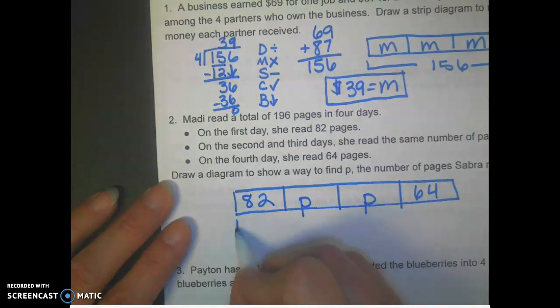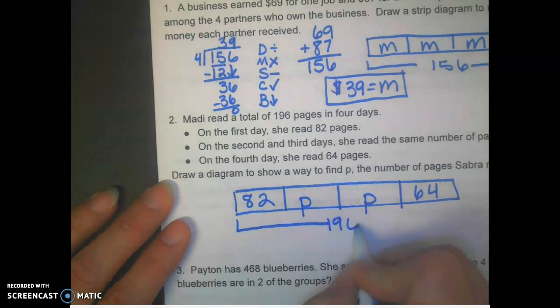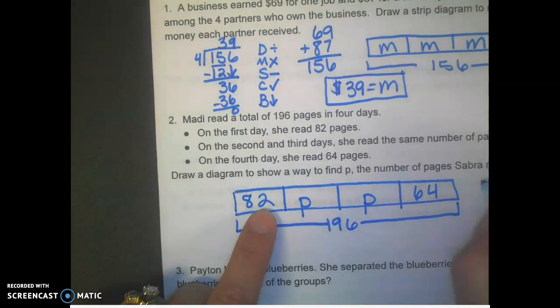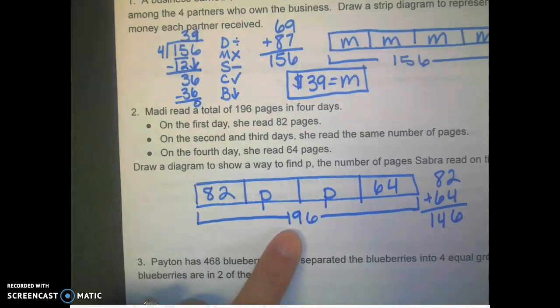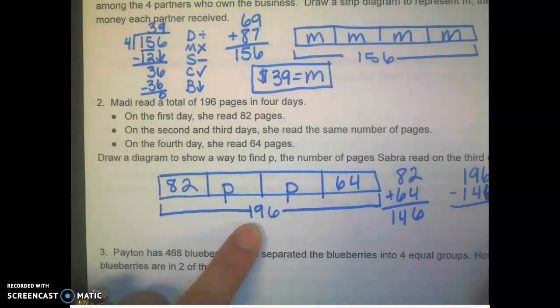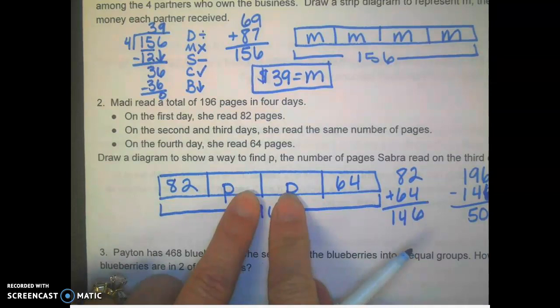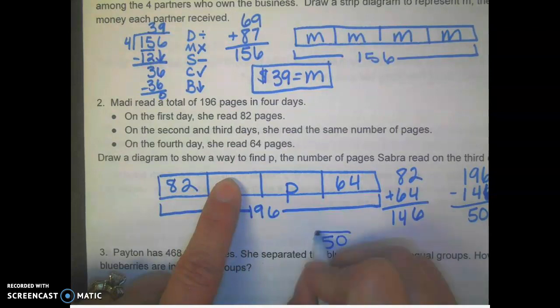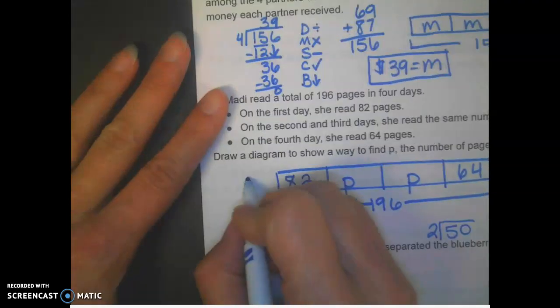So we know altogether that she read 196 pages. So I can add the 1st and 4th day together, and that will tell me how many pages she read on those 2 days combined. And then I can subtract that from 196. Always subtract going down. So she read 50 pages between day 2 and day 3. And since she read the same amount both days, then I can take 50 and divide it by 2. I'm going to do that over here because I don't have enough room.